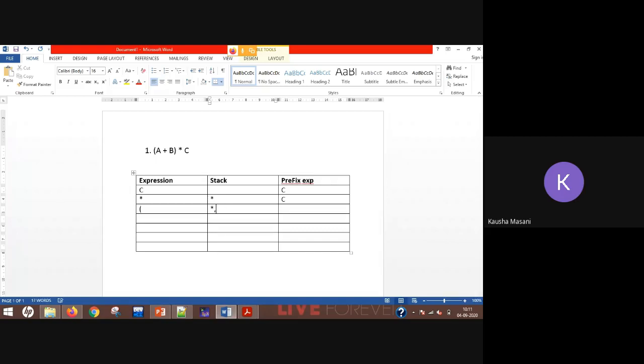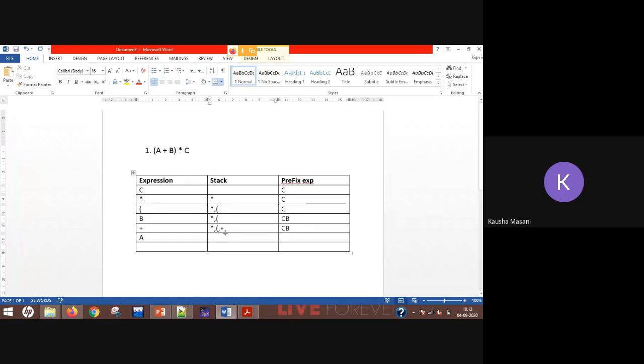So it will be star and bracket, and here it is C. Now okay, B. So again star and bracket, here it will be C and B. Now plus, nothing to be compared here, so star comma opening parenthesis comma plus, here C and B. Now A.